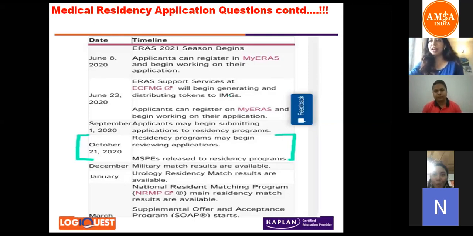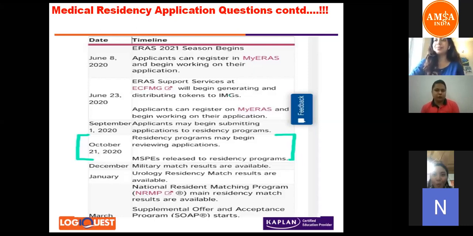Okay, thank you, sir. Our next question is, how do you submit your transcripts? And how important are your internal scores in deciding whether or not you get a match as an IMG? Just repeat the question: how do you submit your transcripts? And how important are your internal scores in deciding whether or not you get a match as an IMG?